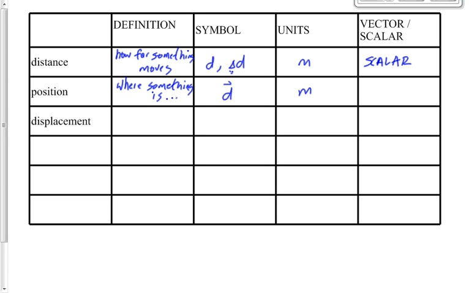Okay, where is it relative to what? 16 kilometers west of Dairy Queen, 16 kilometers north of Dairy Queen, whatever. Position is a vector. You're not really telling me where something is if you don't tell me the direction that it is from something. Okay, so we need direction. It's a vector. Displacement. I'm going to define this one just because of time here.